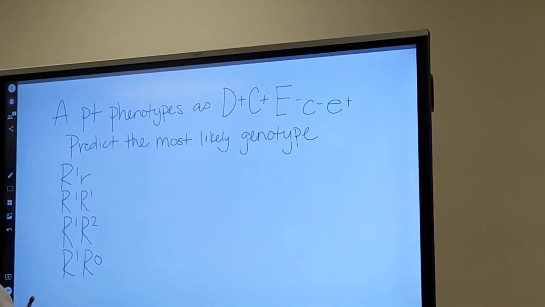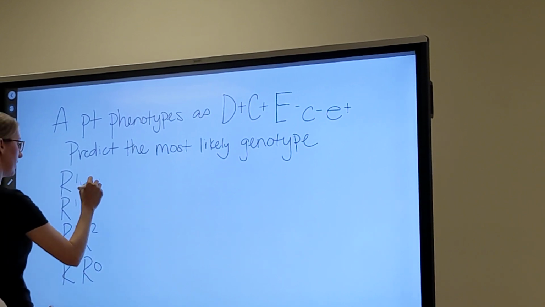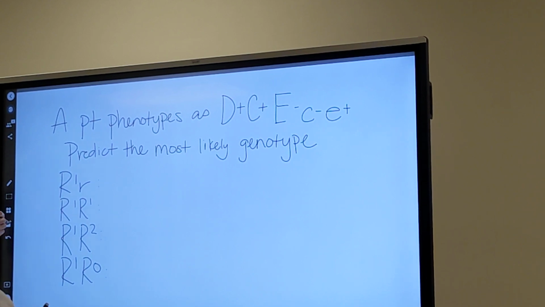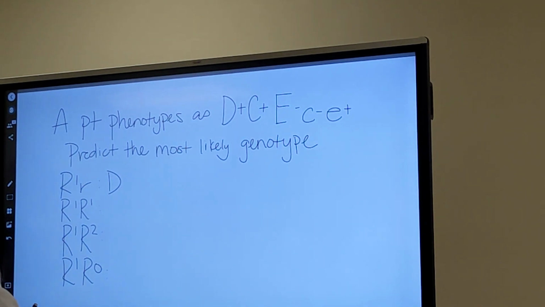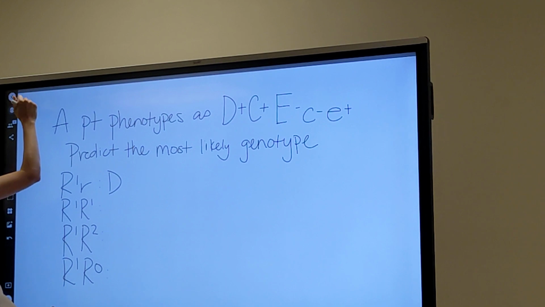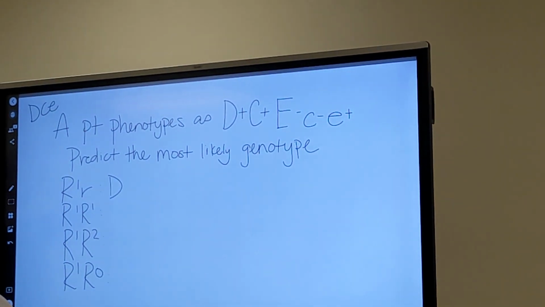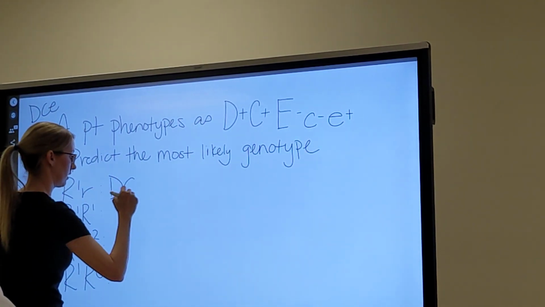I'll do the first one for you. Remember R1R, that means there's a big D. If it starts with big R, you know it starts with big D. And then R1, remember that means the first letter after D is capitalized, if we're going in that order, which we are. That means the first letter, big C.